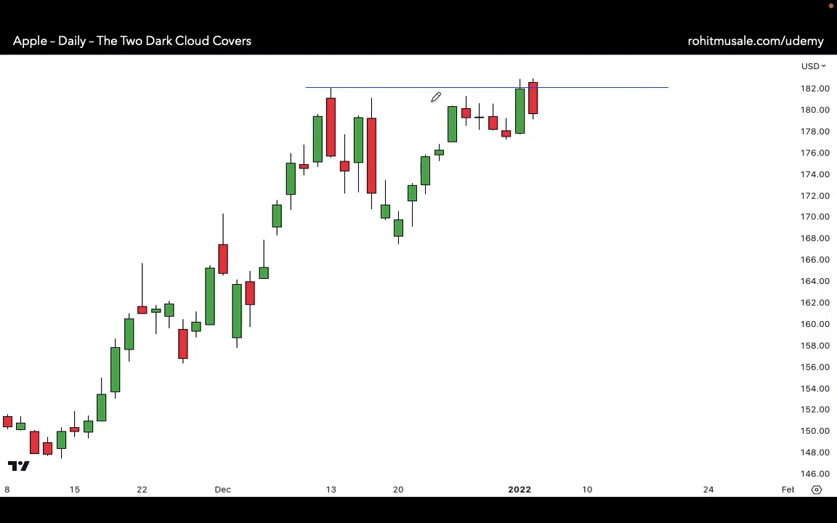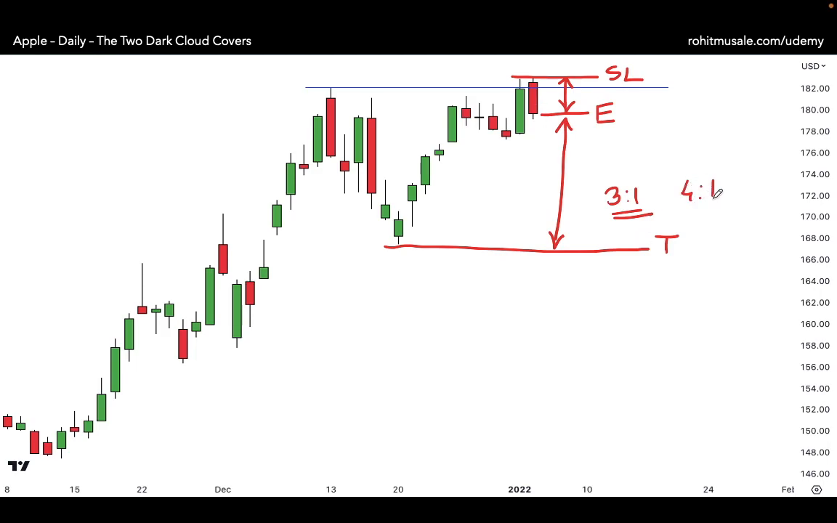So as we know, the dark cloud cover high becomes resistance. So there is an entry point for you here if you want to take the trade, and the high of this candle becomes your stop loss, and that support level becomes your target. So this is your reward, this is your risk. I think you have a 3:1 trade or maybe 4:1 trade, which is a fantastic reward to risk ratio on this short position.